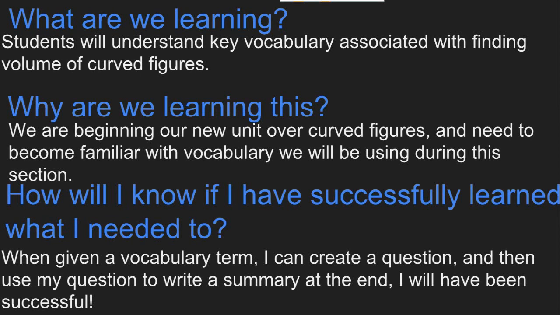So how will you know if you successfully learned what you needed to? When given a term, if you can create a question, use your question, write your summary at the end, you'll have been successful for the day. So let's go ahead and get started.